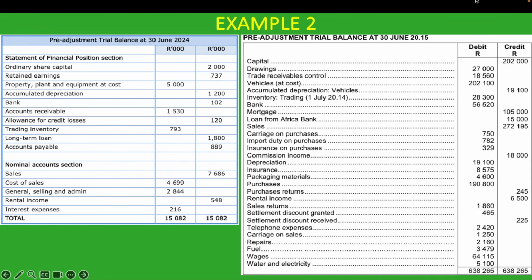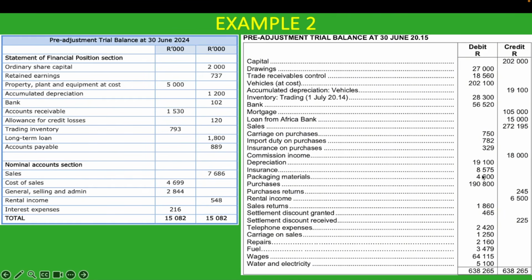Well, remember the formula, it's opening inventory. And so where's our opening inventory? Well, we know our financial year ends on the 30th of June 2015, and our financial year began 12 months ago, which would have been the 1st of July 2014. And you can see here inventory, and in brackets 1st of July 2014, that's our opening inventory. So you take your opening inventory, plus your purchases.